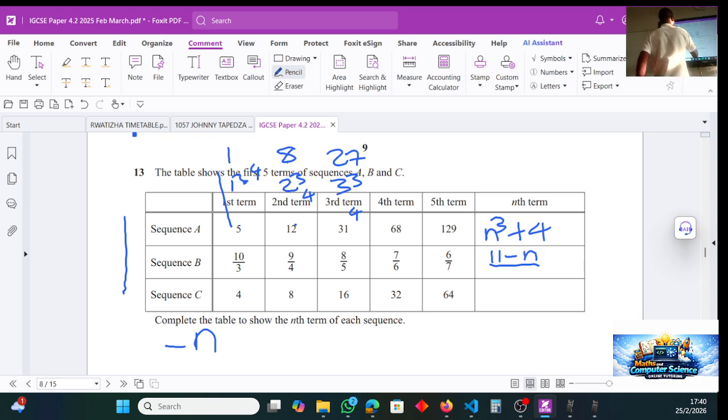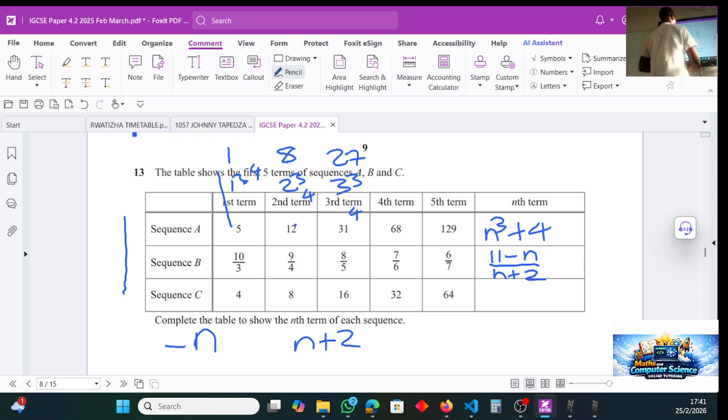Then when I go to the denominator, it looks like from 3 to 4, we have got an increment of 1. So it means it's 1 times n, it's just n. But when I try the first position, it gives me 1, but I'm interested in 3. So if my position is 1 and I need 3, I'll add 2. So I'll come here and say that this will be n plus 2.